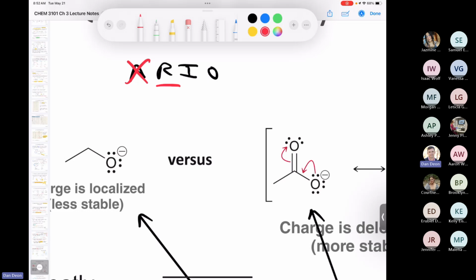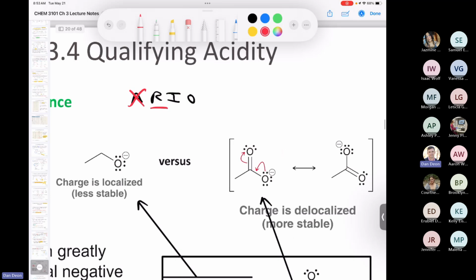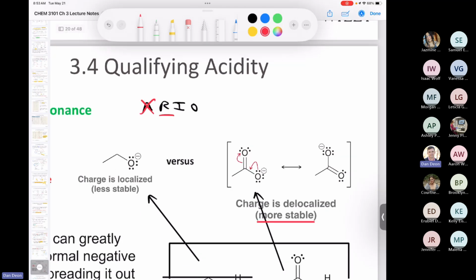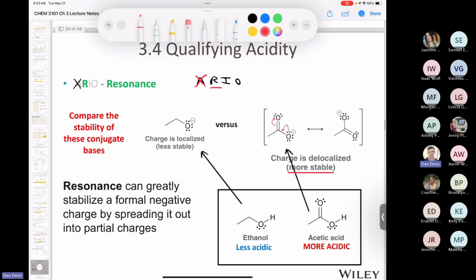What does resonance do? It stabilizes a conjugate base. Here you have no resonance structures for the ethoxide, but for the acetate, you have a total of 2. So that means that this is more stable, right? It says it right here, more stable. So if it's more stable, that means it came from the stronger acid. So what's our conclusion is that resonance can stabilize a formal charge. So therefore, if the acetate ion is more stable, that means it came from a stronger acid.